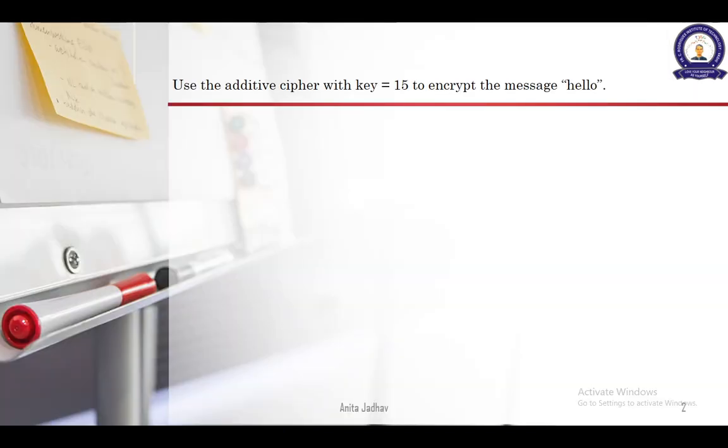So here are some examples. When I told you the Caesar cipher, you have +3. Sometimes these types of techniques are also called additive cipher. So see the example which is written here. It says use the additive cipher with key 15 to encrypt the message hello. So you have to first find out, remember, whenever you are doing encryption problems, you will write down from A to Z, and number them from 0 to 25.